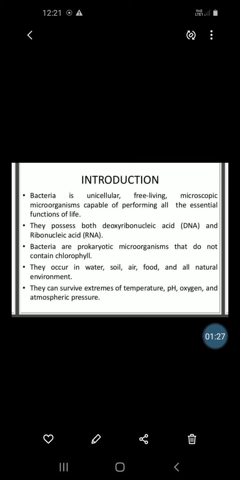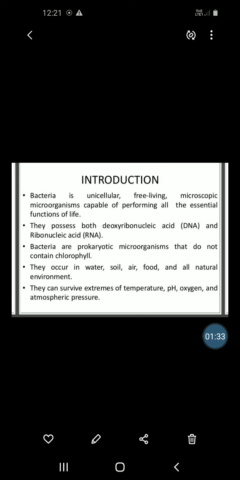Next, they occur in water, soil, air, food and all natural environments. Yes, bacteria occur in air, soil, water, food and all natural environments. Then bacteria can survive extremes of temperature, pH, oxygen and atmospheric pressure. This is the introduction about bacteria.